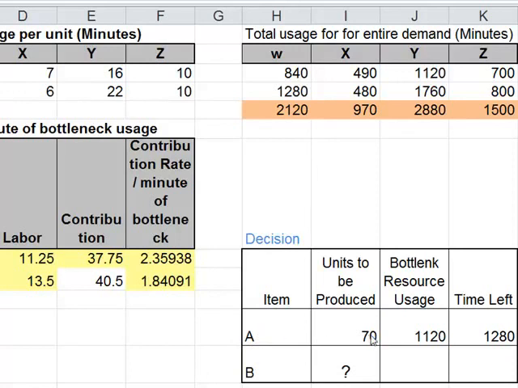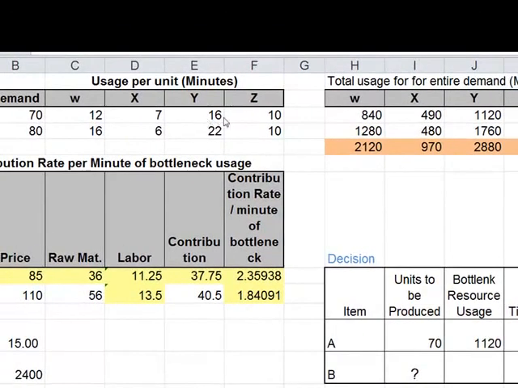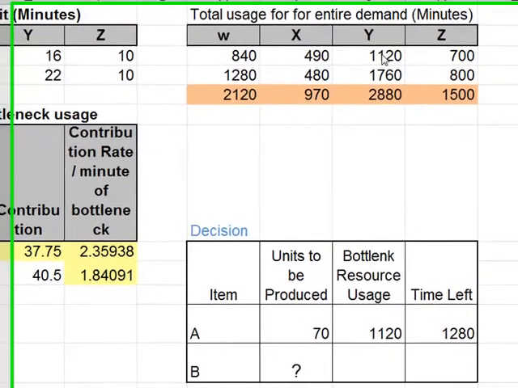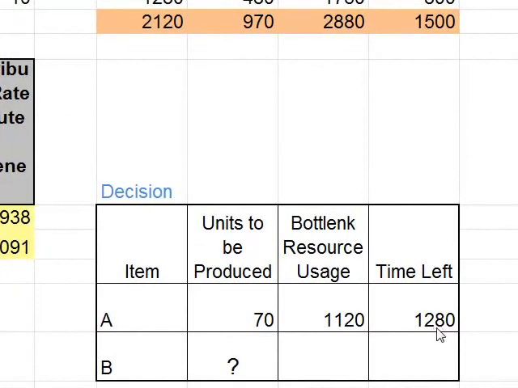So you make all 70 A's, and it will eat up 1120 minutes. How do I know that? Well, we know that it takes 16 minutes per unit. 16 times 70 is 1120. By the way, we had done that calculation earlier. And if you did that, you will be left with 1280 minutes for making B's. How do I know that? 1120, if you subtract it from 2400, will give you 1280.